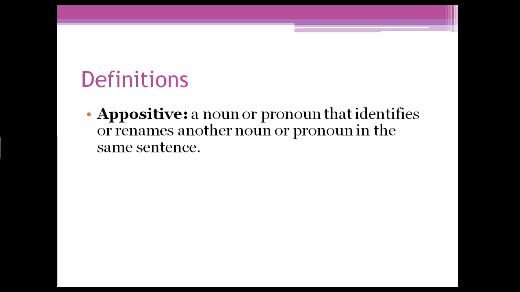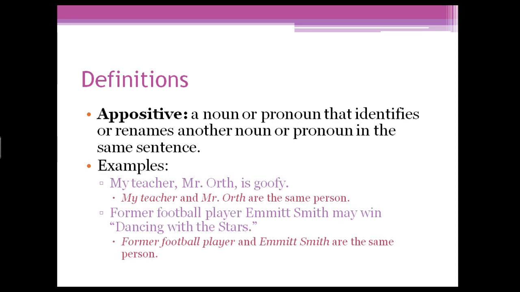Another definition is that of an appositive. An appositive is a noun or pronoun that identifies or renames another noun or pronoun in a sentence. Now it sounds kind of like a definition of a pronoun, and the difference of an appositive is that it's actually saying the same thing in a different way in the same sentence. Nothing has been left out. It's all still included. Examples.